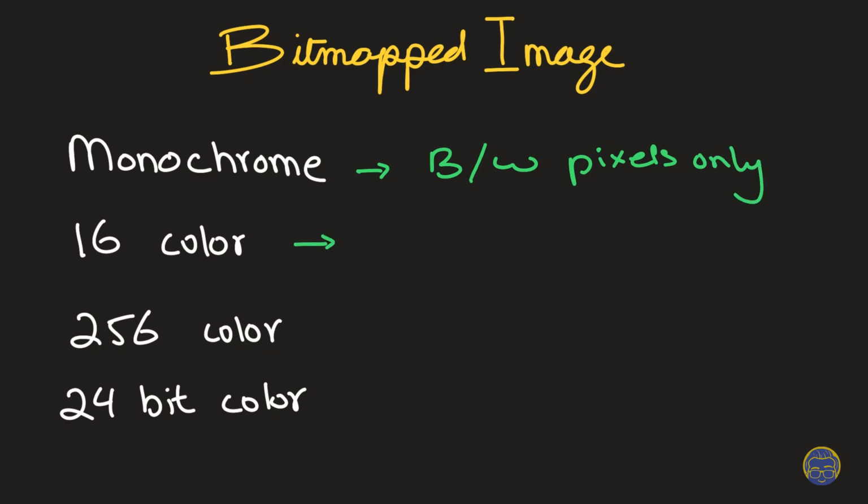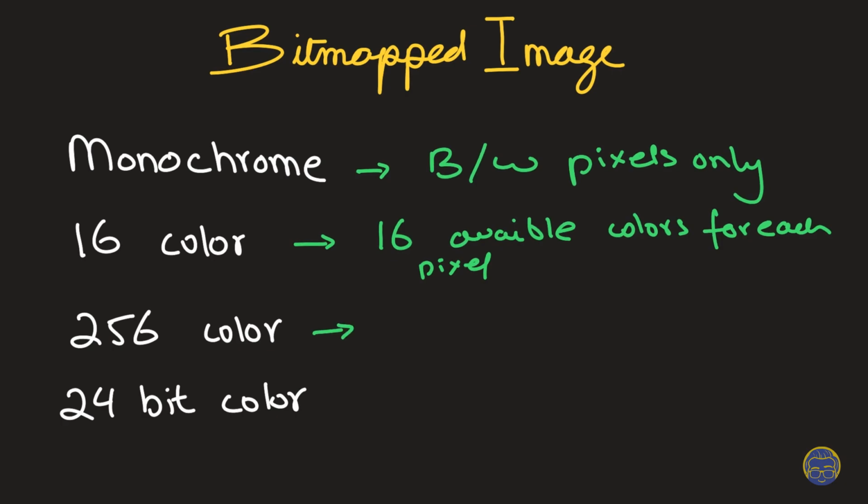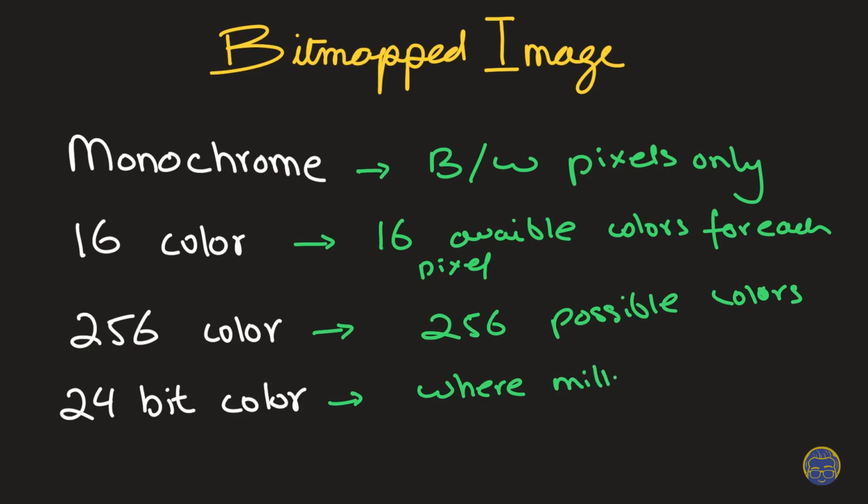16 color is when there are 16 available colors for each pixel. Then we have 256 colors, so it means that we have 256 possible colors. And 24-bit color is also known as true color, where there are millions of different colors.